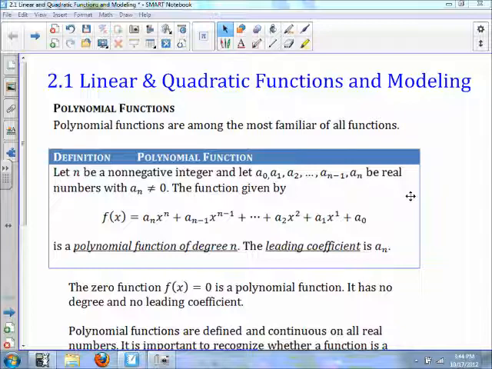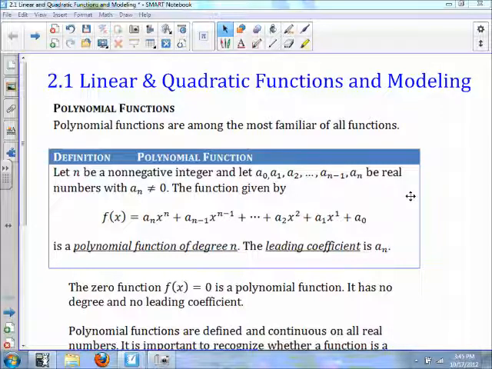This chapter includes a thorough study of the theory of polynomial equations. We investigate algebraic methods for finding both real and complex number solutions of such equations and relate these methods to the graphical behavior of polynomial and rational functions. The chapter closes by extending these methods to inequalities in one variable. Now, in 2.1, we're going to talk about linear and quadratic functions and add that to modeling.